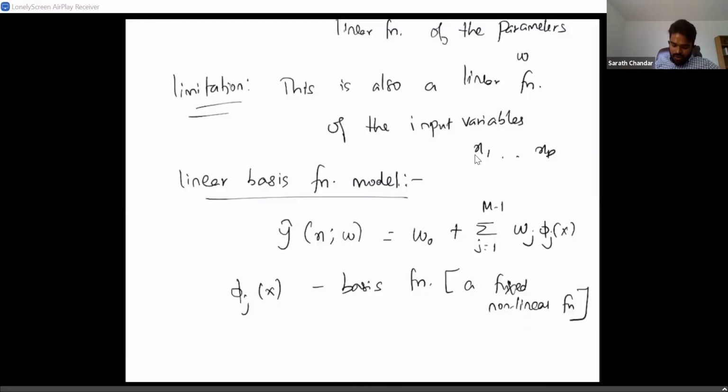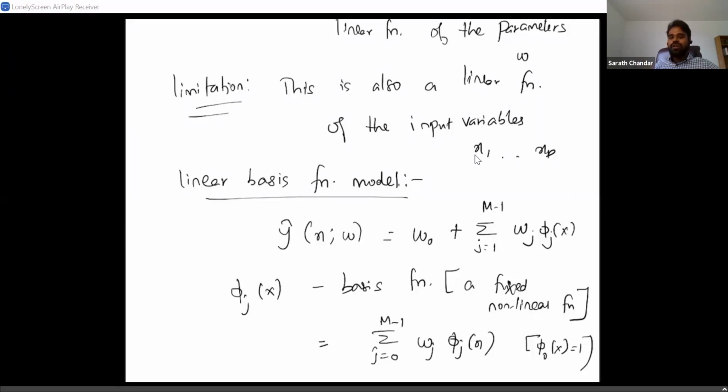Now I can actually use the same bias trick that we did before, where you put W0 inside the summation so that you can have a vector notation. So I'm going to write this as summation over j equal to 0 to m minus 1 of wj phi j of x, where phi 0 of x is given by 1.